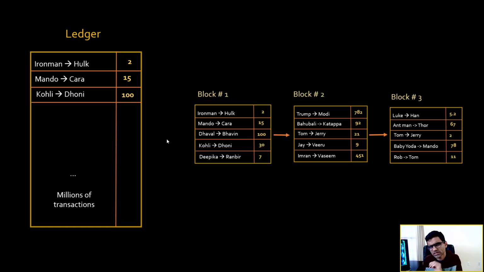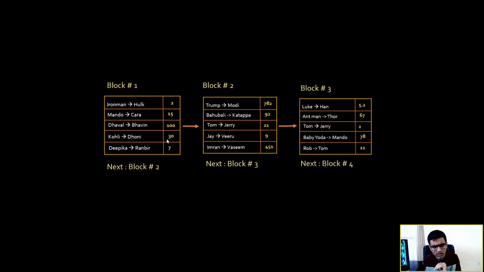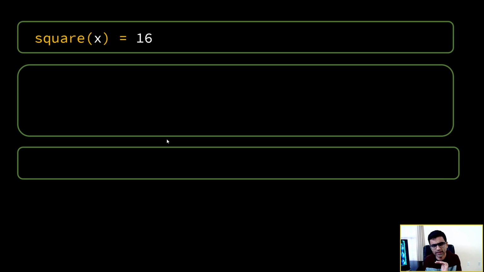So what is cryptography and what is a cryptographic hash function? Let's look at that. Let's say you have a function like this. If I ask you to make a guess on x, will you be able to? Well, it's an easy one. x is 4. So this is a function in which you can guess the input based on the output very easily.